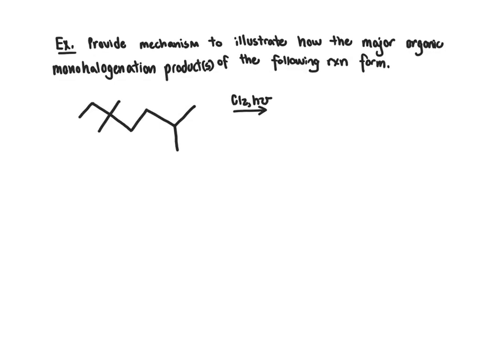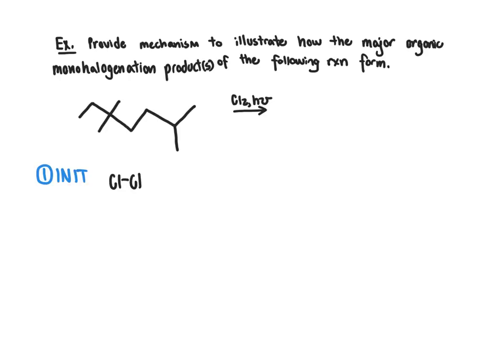of a reaction where we're asked to illustrate how the major organic monohalogenation products form. So in this case, we're starting with an alkane molecule, and the alkane molecule is treated with Cl2 with light and heat. Remember, the light and heat are what initiate the breakage of the bond between the two chlorine atoms. So just like in the last example, our first step here is going to be that initiation step. So we're going to initiate the reaction by breaking the bond between the two chlorine atoms. So we'll go ahead and do that.